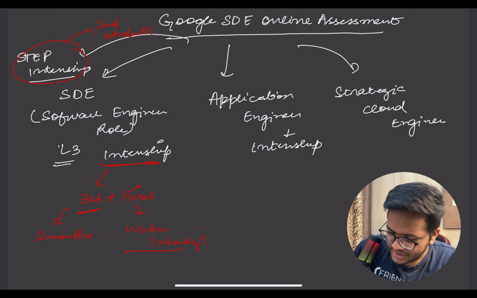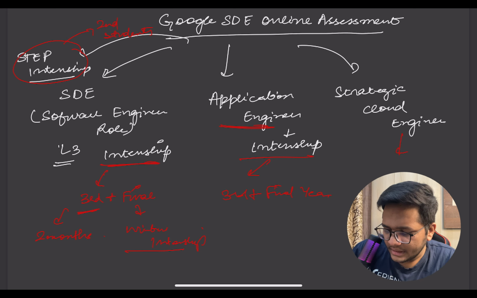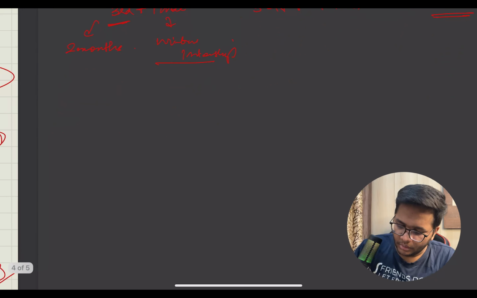Next is the application engineer intern. This is basically a full-time role as well as an internship. Again, it's for third year and final year. And for strategic cloud engineer, generally they hire for a full-time role. Now moving ahead, what exactly can you expect out of these different types of roles.